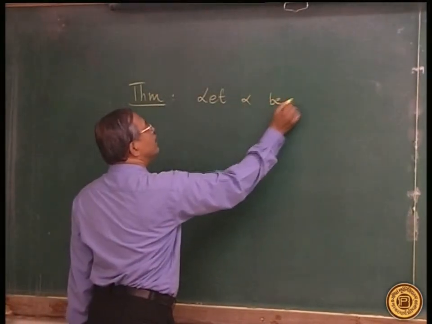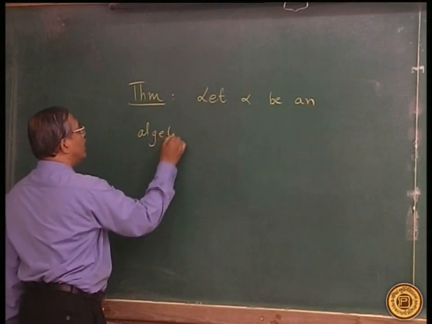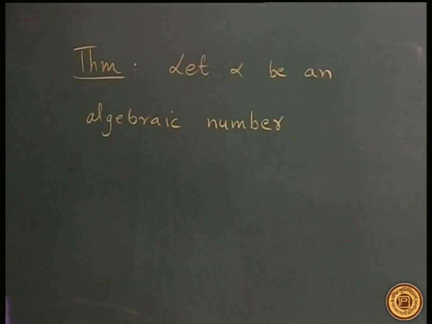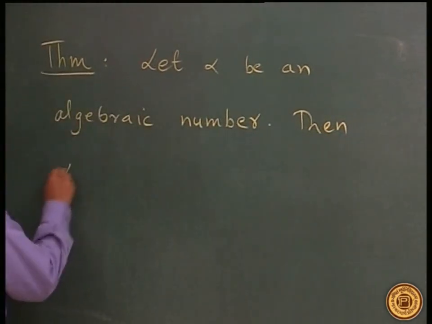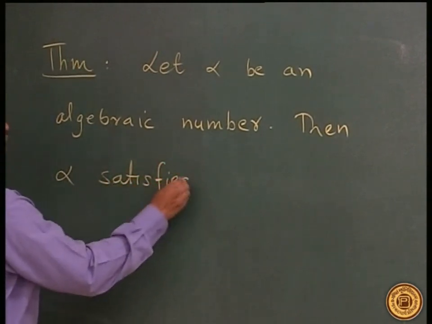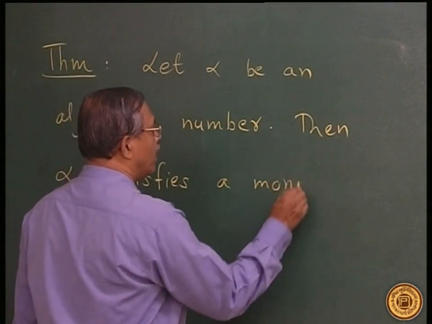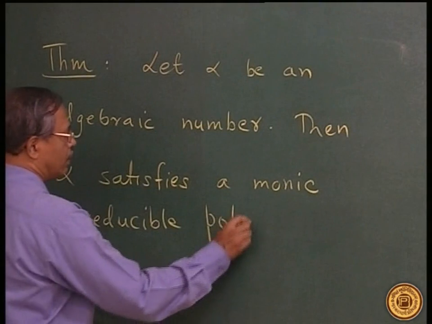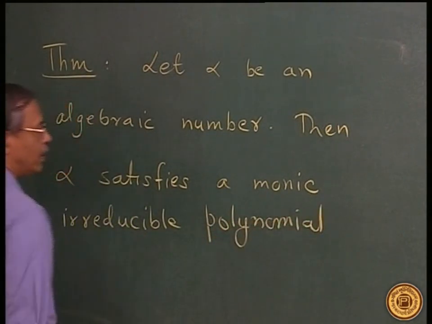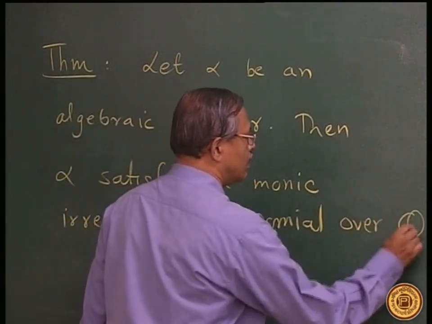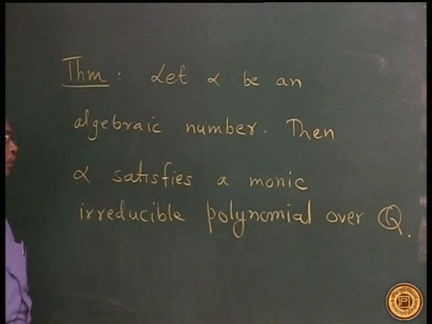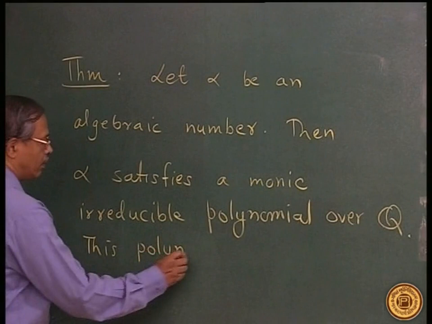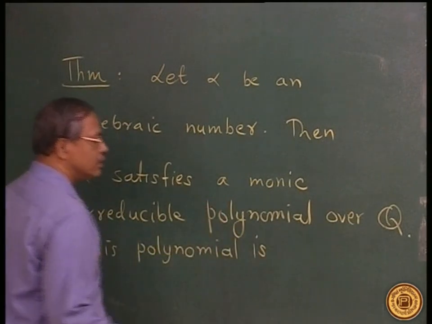Let alpha be an algebraic number. Then alpha satisfies a monic irreducible polynomial over Q. This polynomial is uniquely determined.